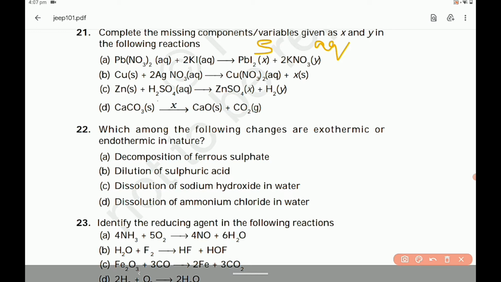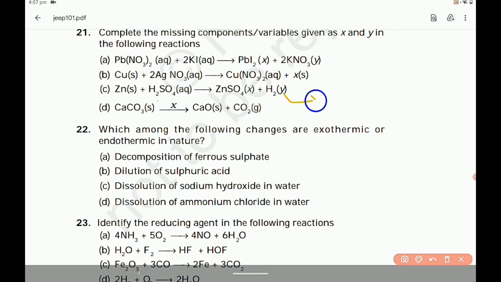Next, copper reacts with silver nitrate to give copper nitrate and X. It's very easy, right? You can do by this also. Copper and nitrate is over. Remove copper and nitrate. Silver is there. Just in place of X, silver. You have to write it in the balanced form. So here there is 2 Ag. Drop a 2 here. That's it. Balanced.